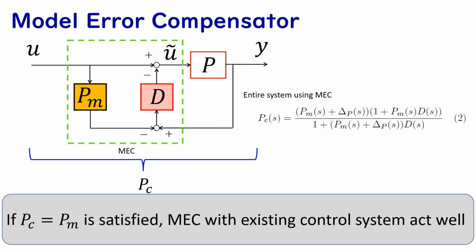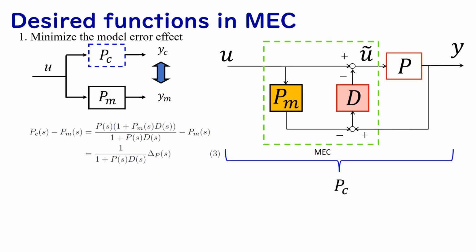This is the structure of the model error compensator, which includes the plant, the plant model, and the error compensator. The input-output relation is given by PC. The transfer function of PC is given by this equation. If PC equals PM is satisfied, it makes the existing control system act well. The desired function in MEC is shown in this slide.